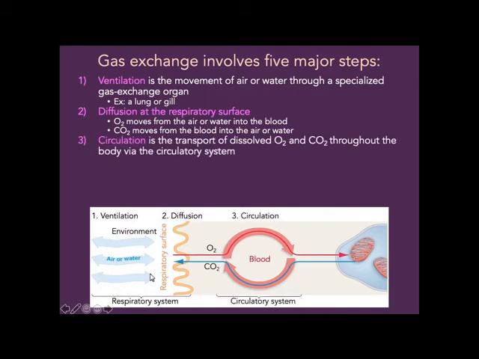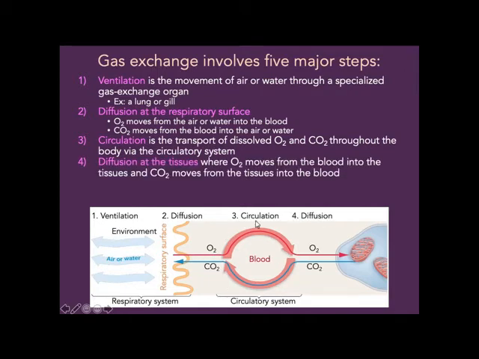Okay? So circulation is the transport of the dissolved oxygen in and carbon dioxide out throughout the entire body by the circulatory system. All right, diffusion at the level of the tissues is when the oxygen is moving from the blood into the tissues to get to the place where it needs to go. So the oxygen is diffusing to the tissues and to the level of the cells so that the cells can take on the oxygen. Similarly, carbon dioxide that's being expelled is being taken up from the tissues into the circulatory system so it can be transported out of the body.